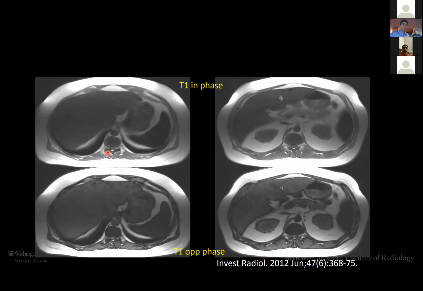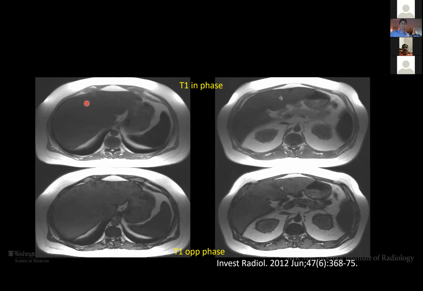Another example here. This is in-phase on the top and out-of-phase images at the bottom. You see these areas which are dropping out in signal, so you see right away there is some fat deposition. But this is a pattern of fat deposition, particularly when they were doing islet cell transplants, injecting islet cells into the portal vein. You'll see this peripheral accumulation of fat within the liver parenchyma. If you look closely, the liver is slightly darker than the skeletal muscle. So this patient actually has iron deposition within the liver.